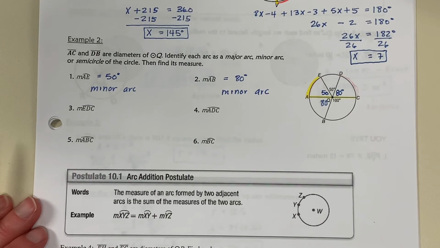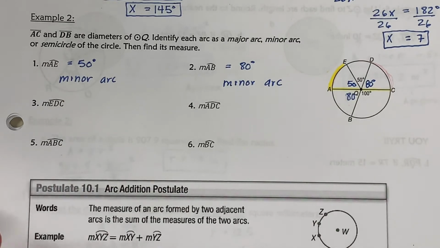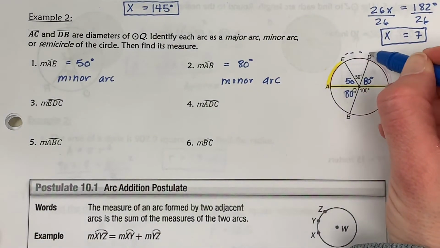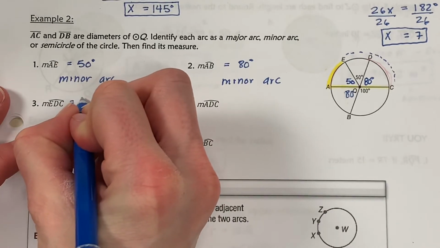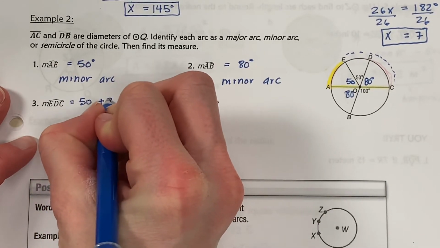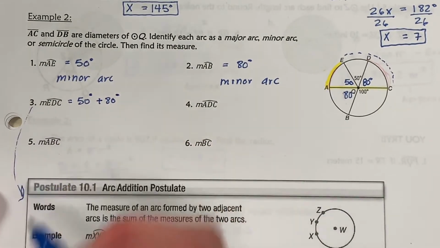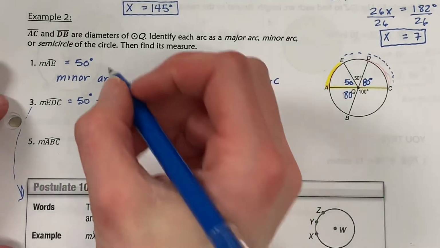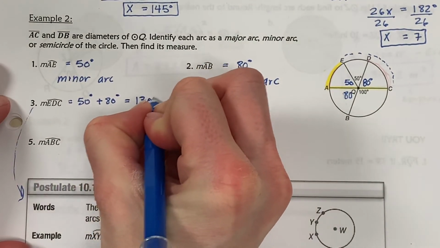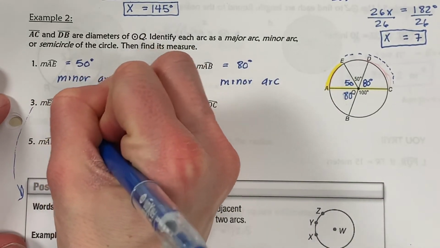Next, I have arc EDC. Make this a little larger. So arc E to D to C comes around here and is comprised of two central angles. So I have to add together my 50-degree angle and my 80-degree angle. This is an example of arc addition. It's adding two arcs to get the whole. So 50 degrees plus 80 degrees is 130 degrees. And since 130 degrees is less than 180, this is also a minor arc.